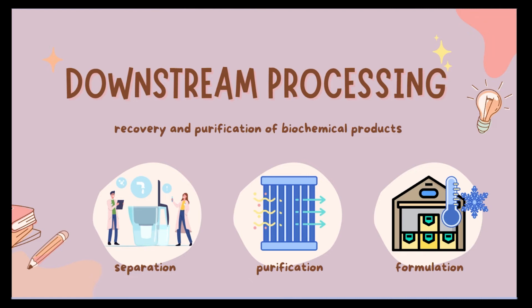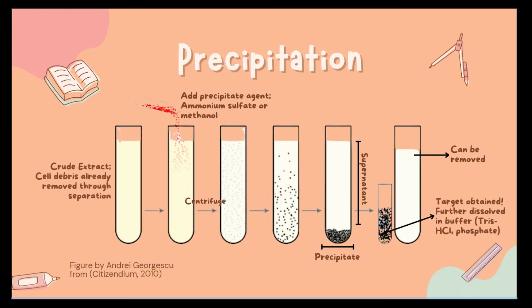There are many techniques and methods that can be used for each step, but for today, let's just study a few. One of the purification techniques is precipitation. The process starts by adding a precipitate agent to the crude extract, which is a solution that has been obtained after cell debris removal. For L-asparaginase, the common precipitate agents are ammonium sulfate or methanol. The addition of the precipitate agent causes disruption, thus resulting in protein aggregation, which makes the fractions fall out of the solution. The step is then followed by centrifugation to collect fractions and form a pellet. The pellet that now contains the target product is washed and dissolved in a buffer.